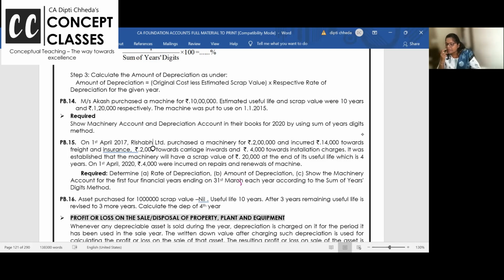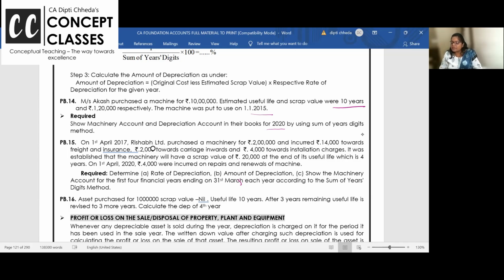So you have to use the sum of the digits. How many years are you going to depreciate it? 10 years. You can see it was purchased in 2015, but you have to do it for 2020. So 5 years, 15 is over, 16 is over, 17 is over, 18 is over, 19. 5 years are already over. So how to do the depreciation for the current year now?